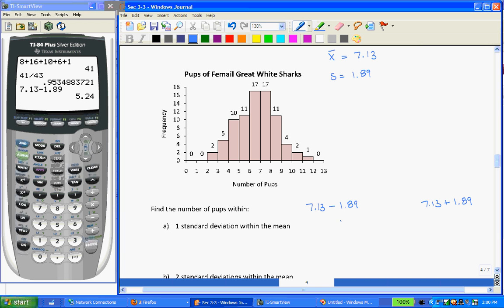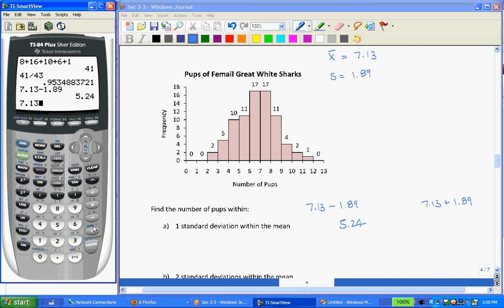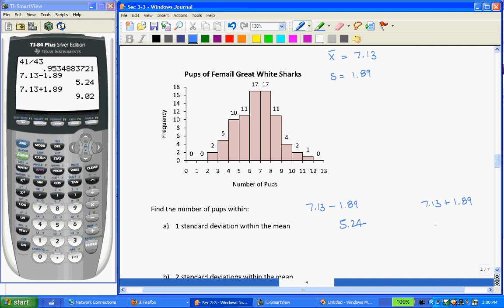So that's from 5.24 up to 9.02. So that means I'm going to take this one and this one and this one and this one, that 4. Let's see what percentage of data it actually represents. So this is the interval. I just want to check to see if it fits with the empirical rule.